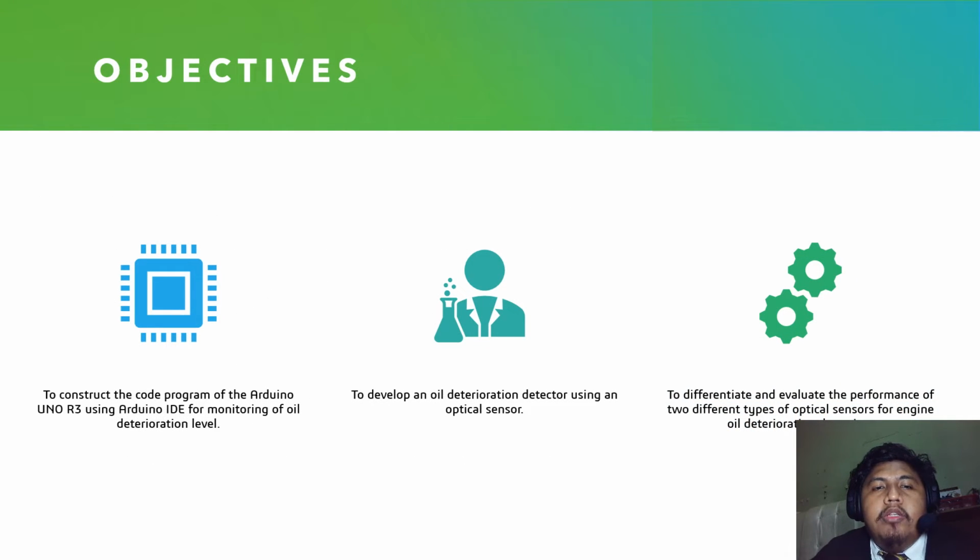There are three objectives of this project. The first one is to construct the code program of the Arduino Uno R3 using Arduino IDE for monitoring of oil deterioration level. The second one is to develop an oil deterioration detector using an optical sensor. The last one is to differentiate and evaluate the performance of two different types of optical sensor for engine oil deterioration detection.